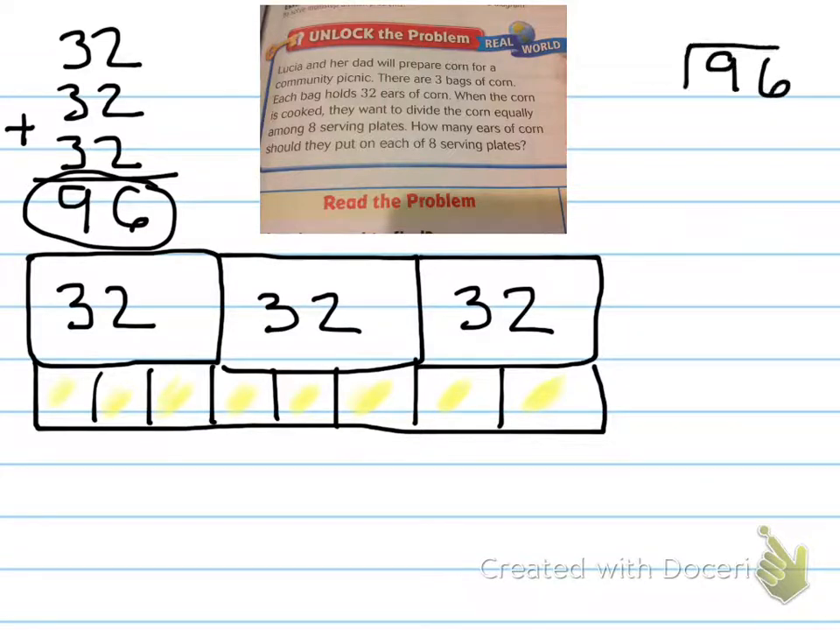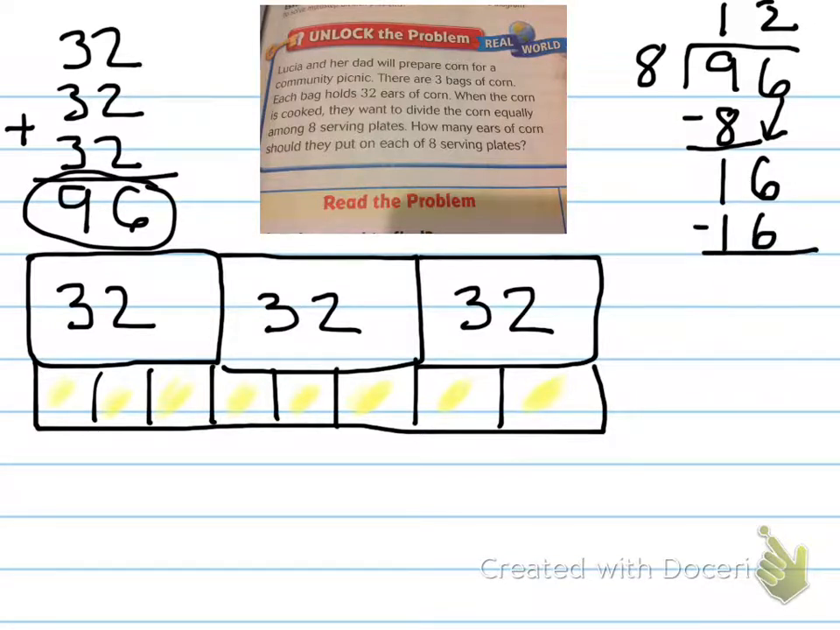Well, 96 divided by 8. 9 divided by 8 is 1. 1 times 8 is 8. Subtract. 9 minus 8 is 1. Bring down the other place value. So now 16 divided by 8 is 2. 2 times 8 is 16. All right, looks like we wouldn't even have any remainders, no corn left over. So 12 ears of corn on each plate.